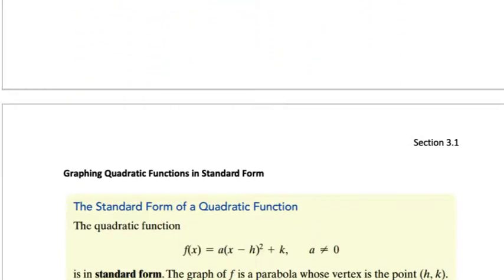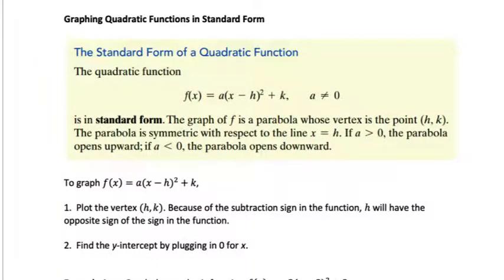So the first type of quadratic equation that we're going to graph is a quadratic equation in what is called standard form. Some textbooks will call this vertex form, but our textbook uses the term standard form. And standard form is f of x equals a times x minus h squared plus k. And the nice thing about standard form is it tells us what the vertex is. So the h in the equation is going to be a number. That's going to be the x-coordinate of the vertex. The k is also going to be a number. That's going to be the y-coordinate of the vertex. So that's going to be really easy to find.